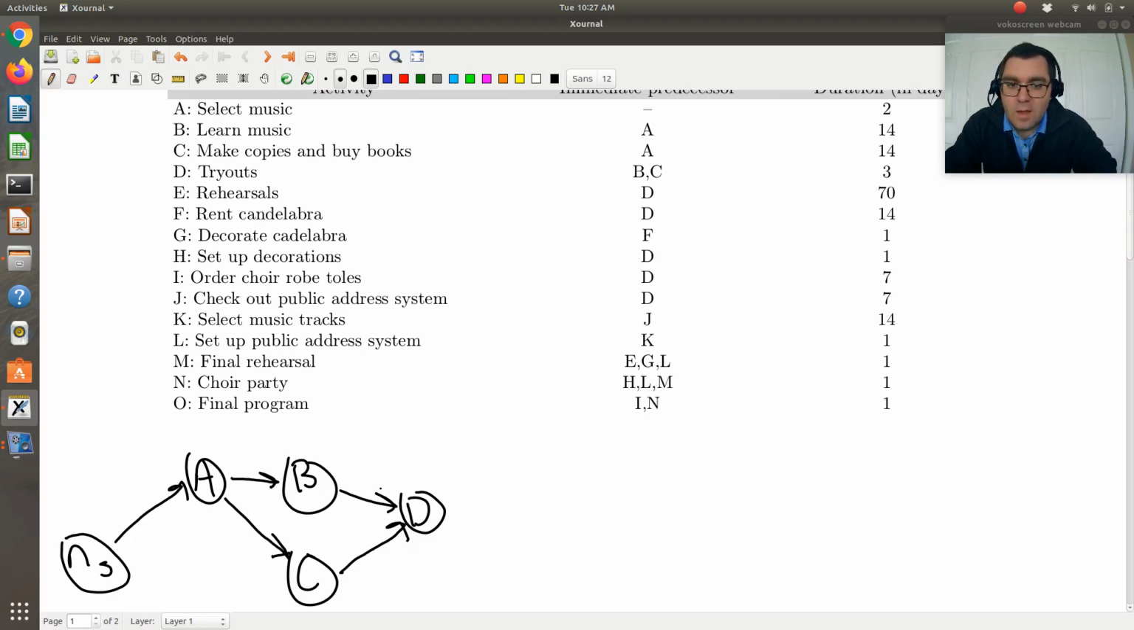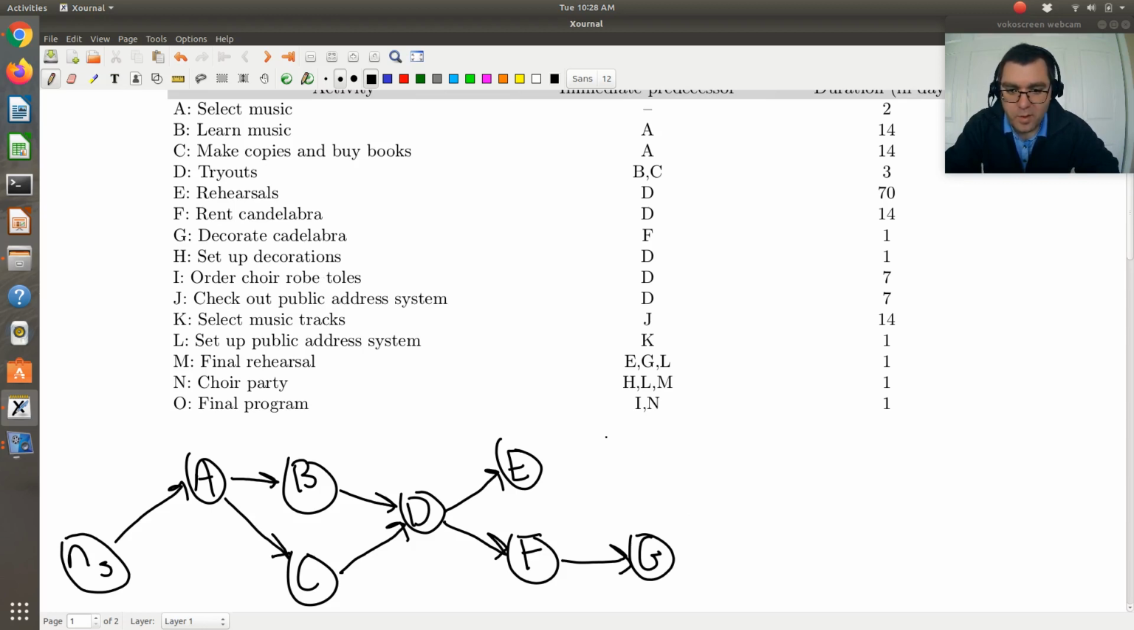Then E and F are both dependent on D. So I'll draw E and F, both of which just have a precedence of D. G has a precedence of F, so let me draw G down here, because G has a precedence of just F. Then H, I, and J all just have precedences of D.